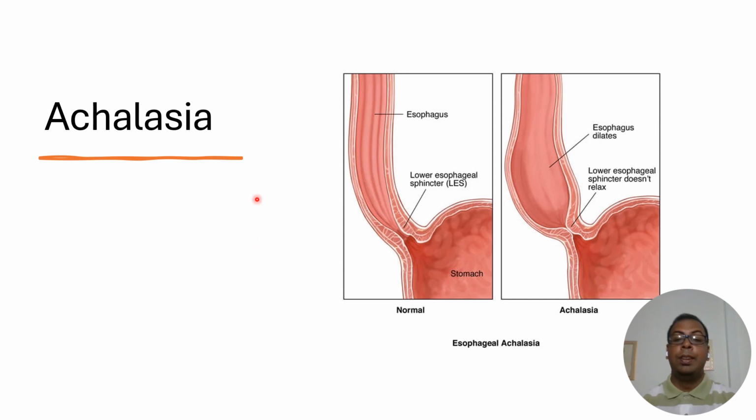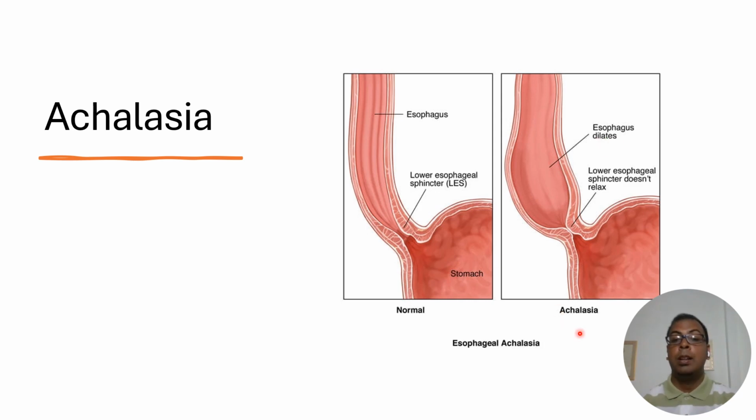All right, so this is a diagram that depicts what it looks like, normal versus achalasia. So this is your normal esophagus and stomach, and in between it, you have your lower esophageal sphincter. What normally happens when food comes down into the esophagus, into the stomach, usually this lower esophageal sphincter would relax and dilate to allow the passage of food into the stomach.